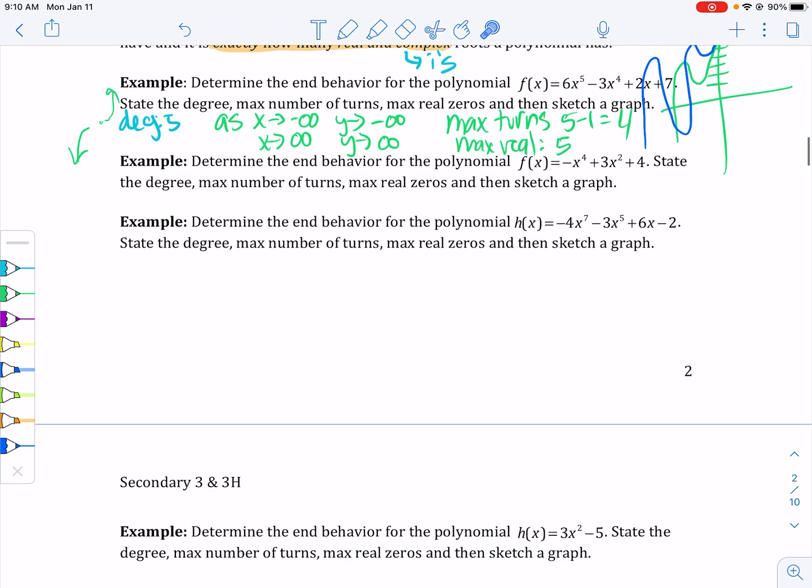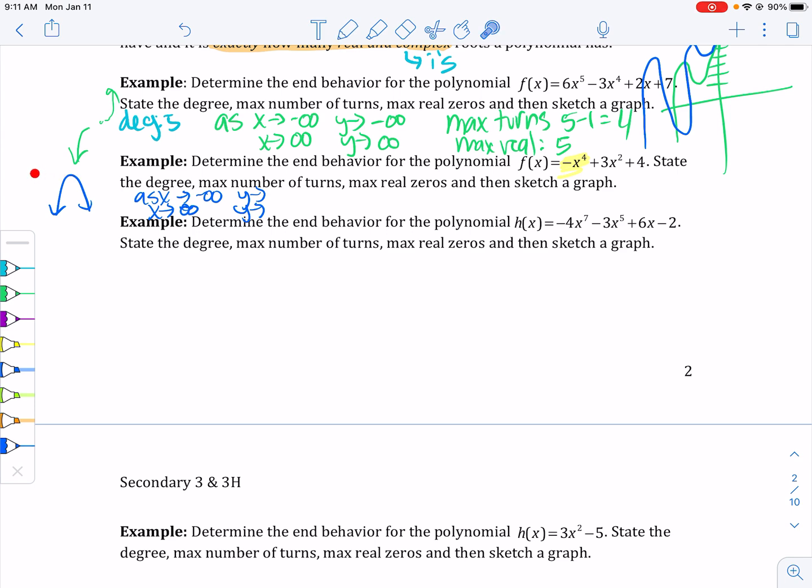Okay. Determine the end behavior for the polynomial negative x to the 4th plus 3x squared plus 4. State the degree, max number of turns, the real zeros, max real zeros, and sketch the graph. Okay. So this right here is our degree and our leading coefficient. So it's an x to the 4th, so that's even. So I'm going to be touchdowning. Since the coefficient out in front is negative, it's going to be going like this.